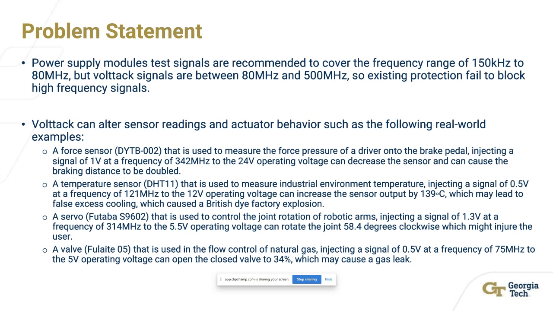A servo motor that is used to control the joint rotation of robotic arms. If we inject a signal of 1.3 volts at a frequency of 340 MHz to the 5.5 volts operating voltage, it can rotate the joint by 58.4 degrees clockwise, which might injure the user.